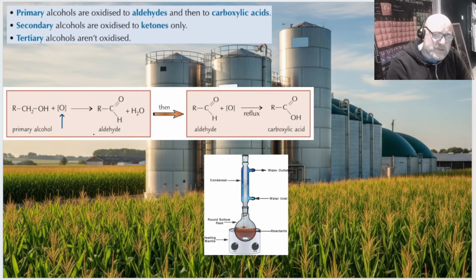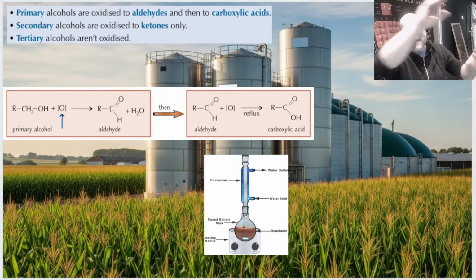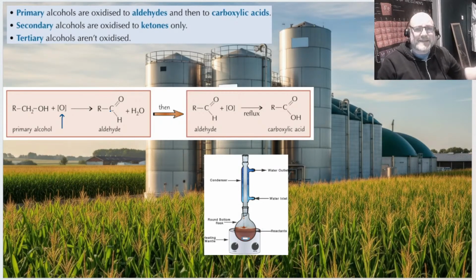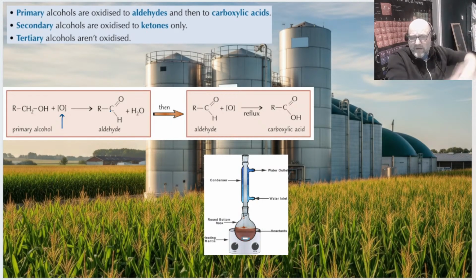Now, if I just want aldehyde, I have to do distillation, and that means I can tap off the aldehyde. Say if I'm making aldehyde from ethanol, then I'm worried about getting ethanoic acid. I can distill the aldehyde off using a Liebig condenser, like we had in the previous thing. If I don't want aldehyde and I want it to go all the way to carboxylic acid, then you're going to do reflux.